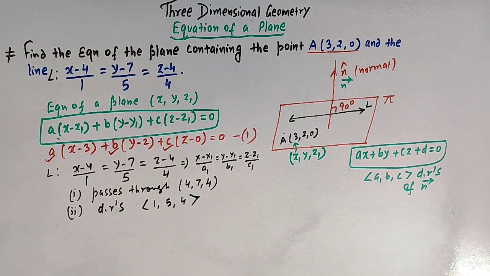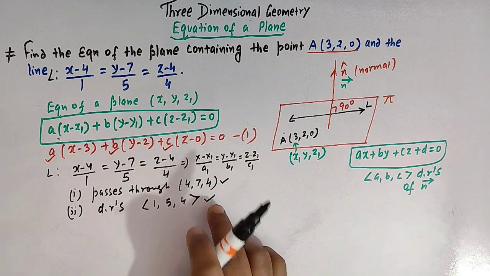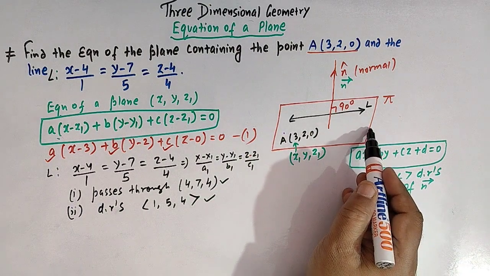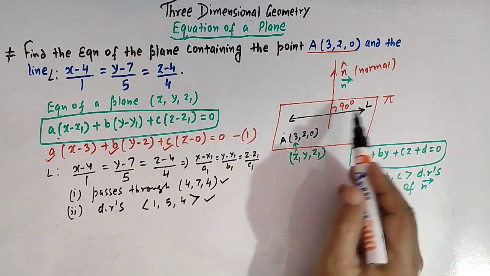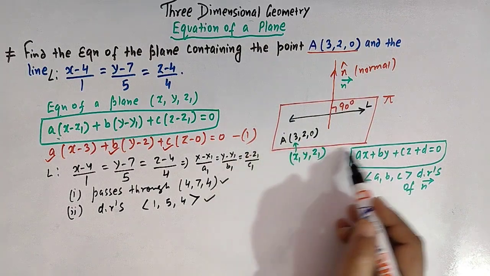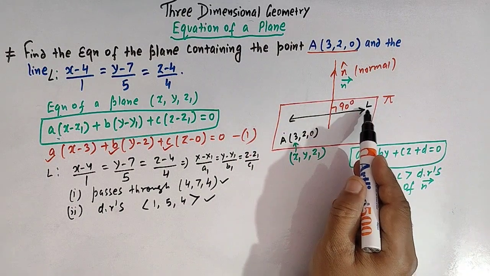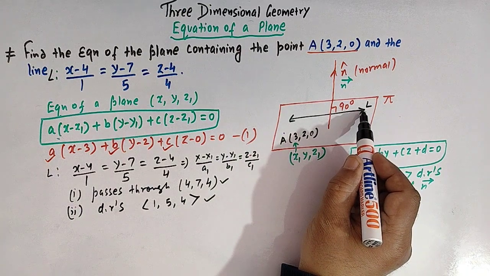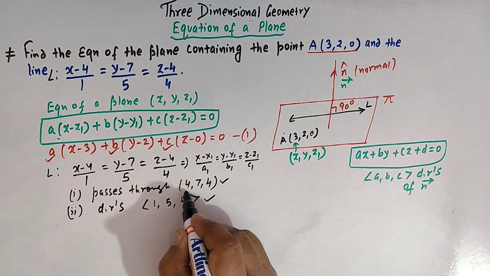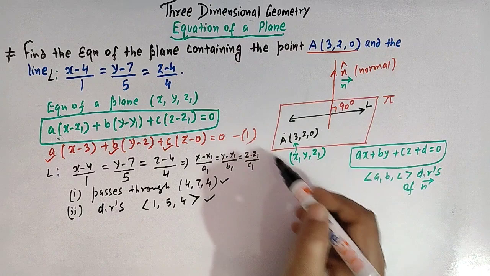So now we'll use both these things to get the equation of this plane pi. Now see, the line lies on the plane, or in other words, this plane pi contains this line L, and this point lies on this line L. So this point (4, 7, 4) must lie on the plane.